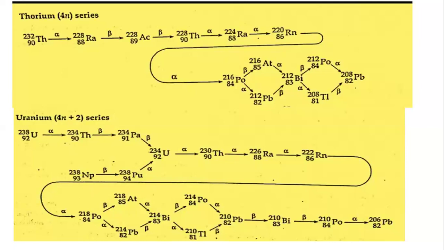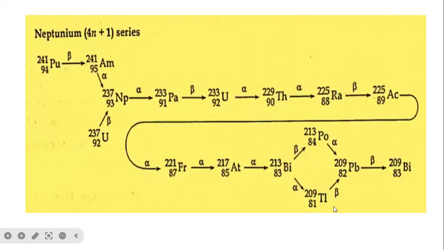In two ways, alpha disintegration and beta disintegration give astatine and lead. Again, alpha and beta disintegration give bismuth. From here, alpha and beta disintegration give polonium 84 and thallium 81. Again, alpha and beta disintegration give lead 82, 210, and beta disintegration gives 83, bismuth, again beta disintegration gives polonium 84, and alpha disintegration gives 83, 209.